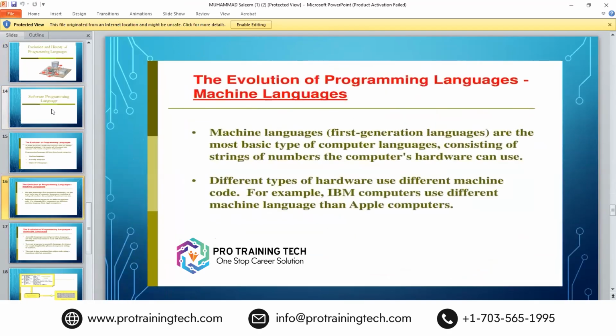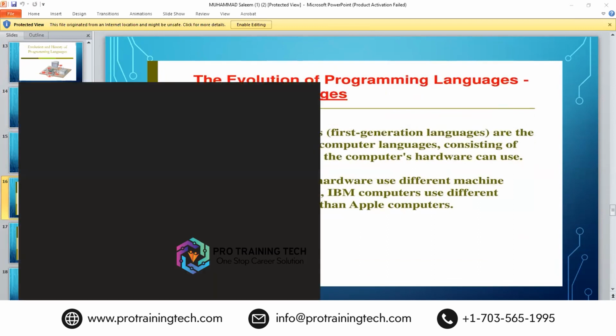So guys, machine language is the very first language that was developed for computers. But the problem with machine language is that it is very hard to learn and very hard to memorize, because machine language works only with binary codes. What do I mean by binary codes? 0101. For example, let me open my notepad.